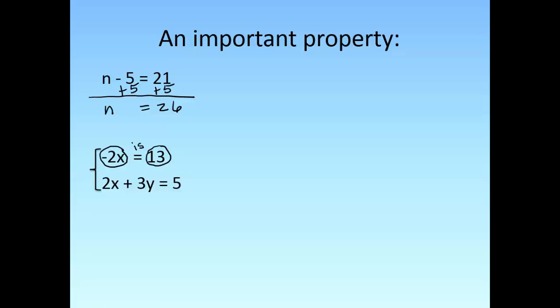So now watch how I connect this property with this property. Remember, we can add the same value to both sides of the equation. So I'm going to add the 13 to this side of the equation, but I'm going to add negative 2x to this side of the equation. I can do that because they're equal. It's like adding 13 to both sides.